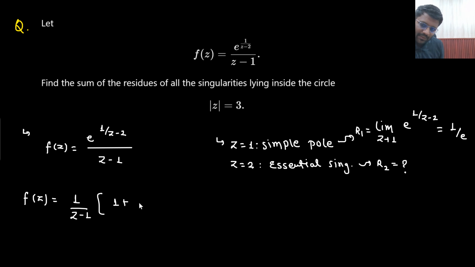Sir, it would be 1 plus x plus x square by 2 factorial plus, and so on. e to the power x is 1 plus x plus x square by 2 factorial plus x cube by 3 factorial and so on. In that manner, it would keep on going.